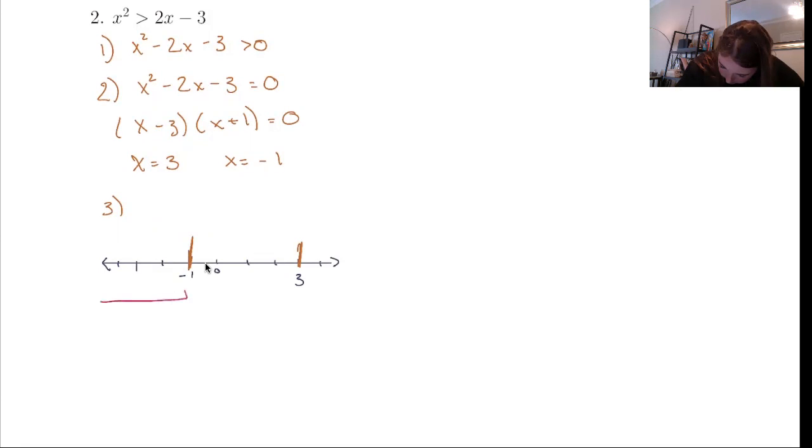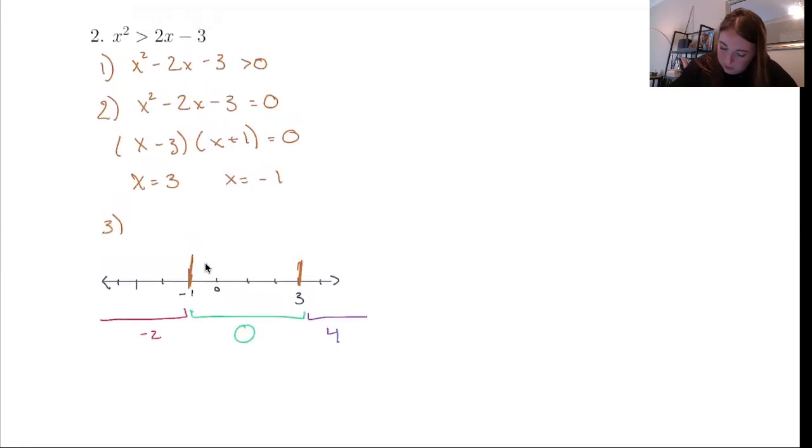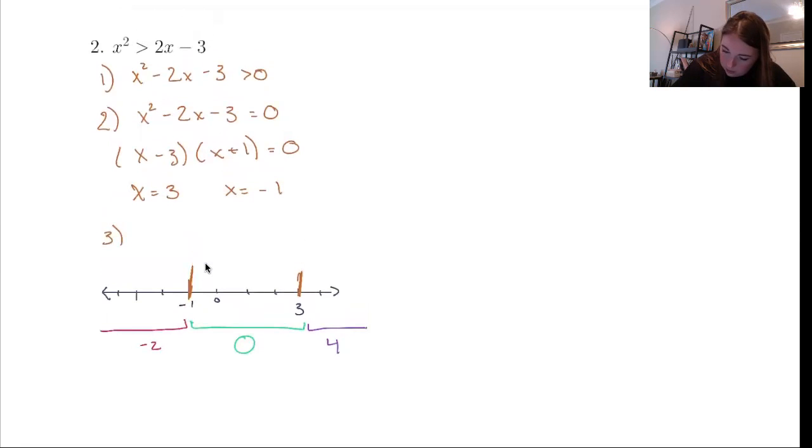So the magenta one, that's from -infinity all the way up to -1. We don't want to include -1. Again, I already know that's going to give me 0, because I set the equation equal to 0 and found that x could equal -1 in that scenario. So let's choose -2. From -1 to 3, let's use our best friend 0. And from 3 to infinity, we don't want to plug in something too big, so let's just choose 4.